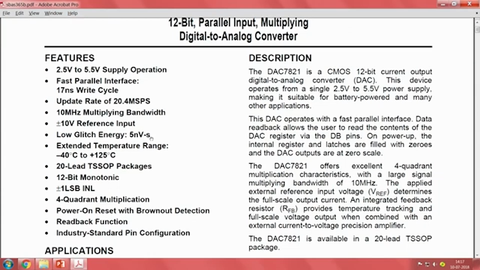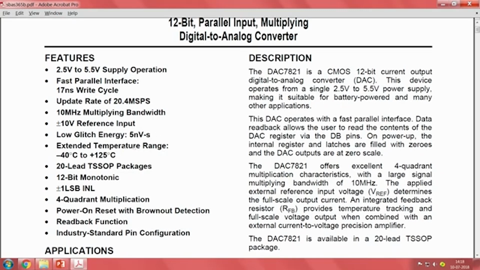Now, next, low glitch energy, 5 nanovolt second. The glitch energy is like, suppose there is a delay in one of the bits getting updated to whatever value we have set. That is what is called a glitch in a very simple way. Volt second is energy, right. So, that energy in that conversion is the glitch energy, and you can actually go back and check it in detail.